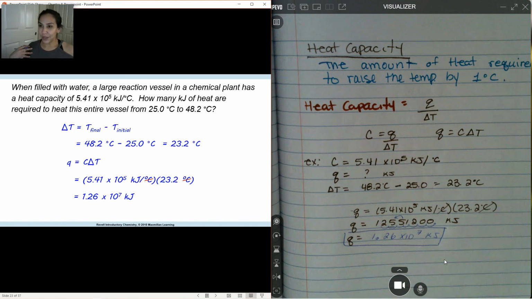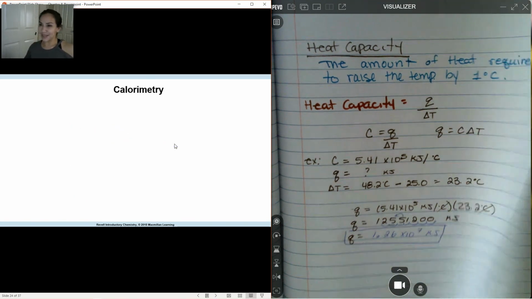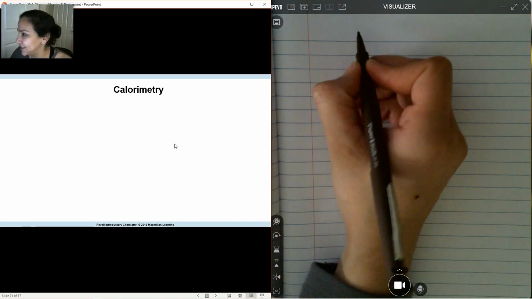All right, recapping: specific heat uses mass. Heat capacity does not use mass. Specific heat is used for a specific item, while heat capacity is more for something like a chemical reaction that's occurring. All right, next step is calorimetry. Let's go into calorimetry.